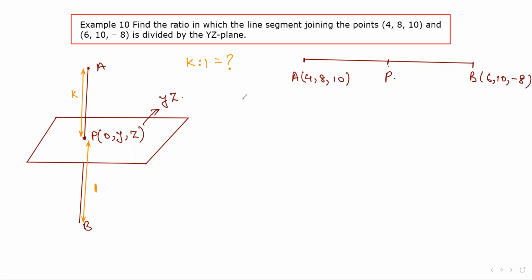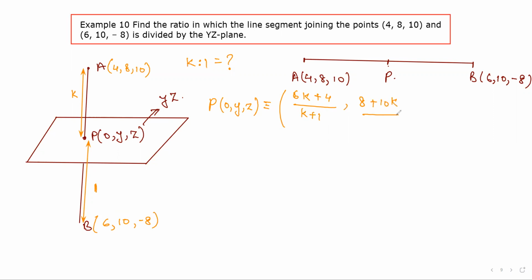Now you can directly apply the section formula over here. A's coordinates are given as 4, 8, 10. B is 6, 10, minus 8. The coordinates of point P, 0, y, z, will be equivalent to 6k plus 4 upon k plus 1, comma, 8 plus 10k upon k plus 1, comma, 10 minus 8k upon k plus 1.